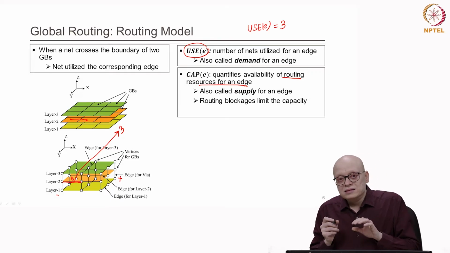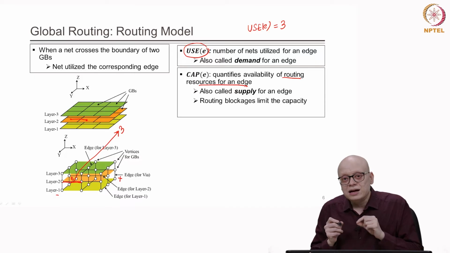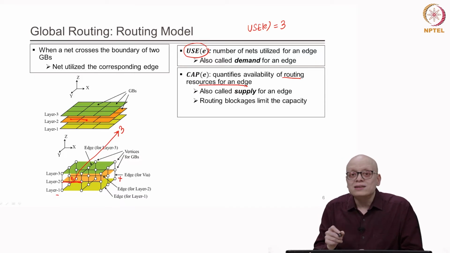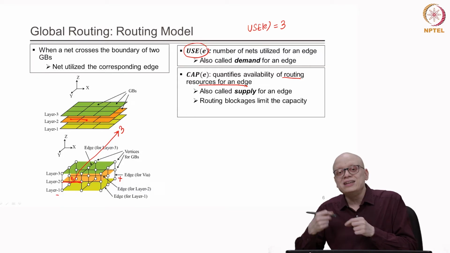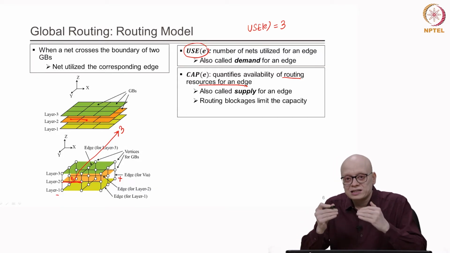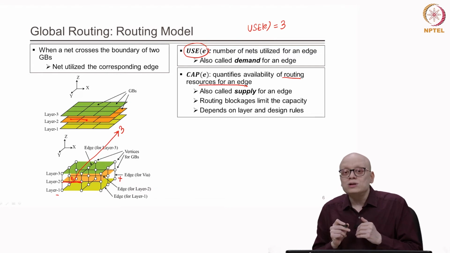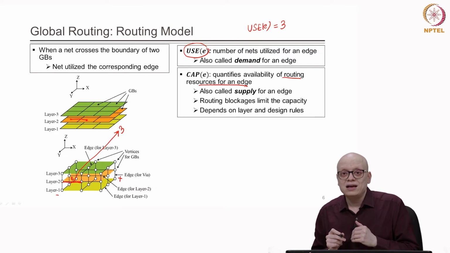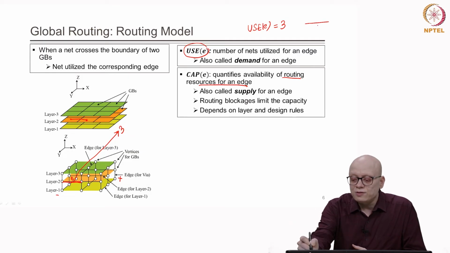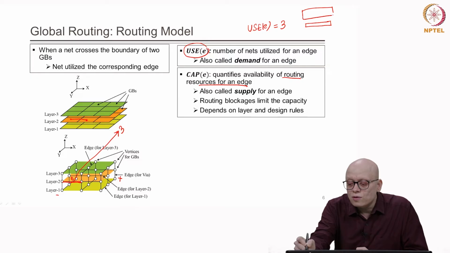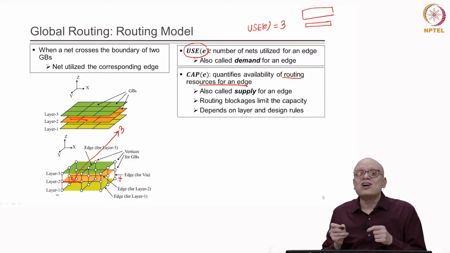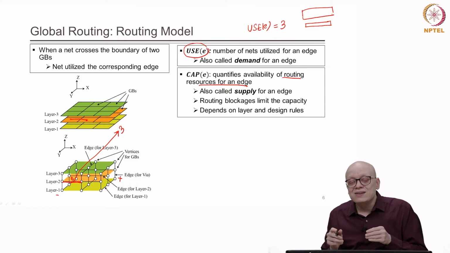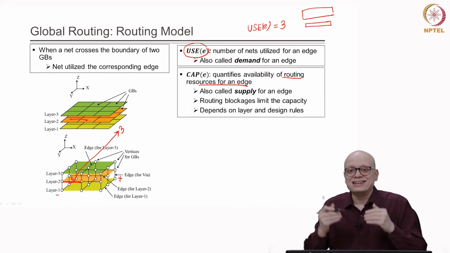So, while computing the capacity of an edge, the router should also be aware of where the routing blockages are, or which routing resources are already utilized. So, the capacity will come down, right. And it also depends on the layers and the design rules, right. For example, a thinner wire means its width is small, and if the width is large, then depending on the width, the design rule says how much spacing should be there and so on. Therefore, if we use a wider wire, then the capacity of an edge decreases, right.